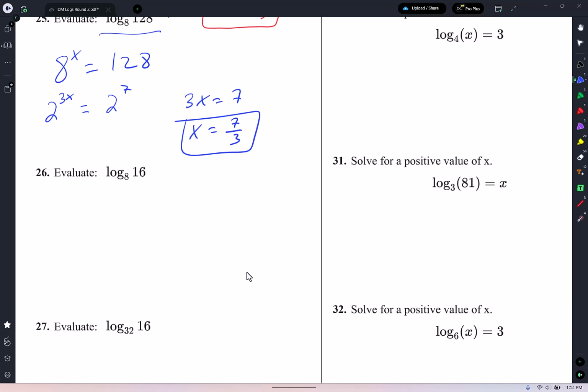Equals x. Oh, I'll do it in red here. We're almost done, guys. We're almost done. 8 to the power x equals 16. So this 2 to the power 3x equals 2 to the power 4. So 3x equals 4. So x equals 4/3.